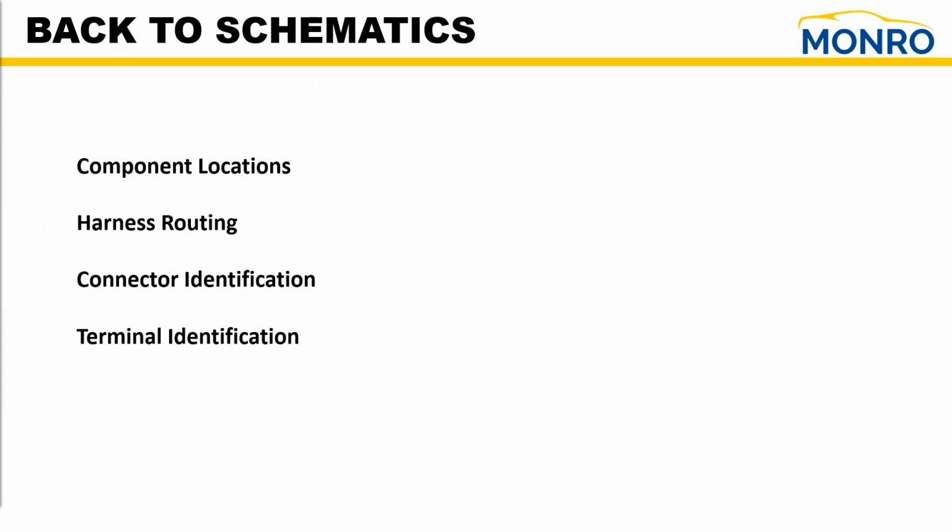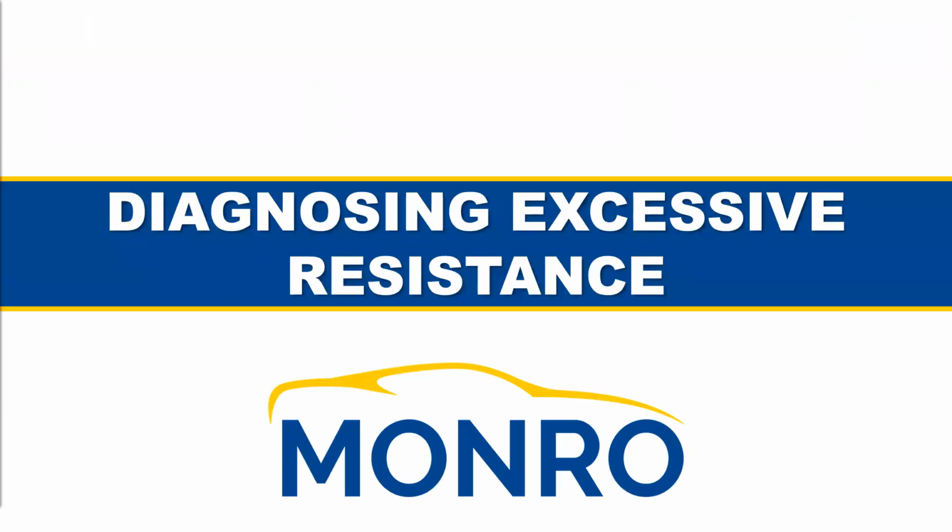We're going to be looking at component locations, harness routing, connector identification, terminal identification, as well as using the power and ground distribution pieces of ALLDATA to diagnose some excessive resistance issues. So, what does it look like?